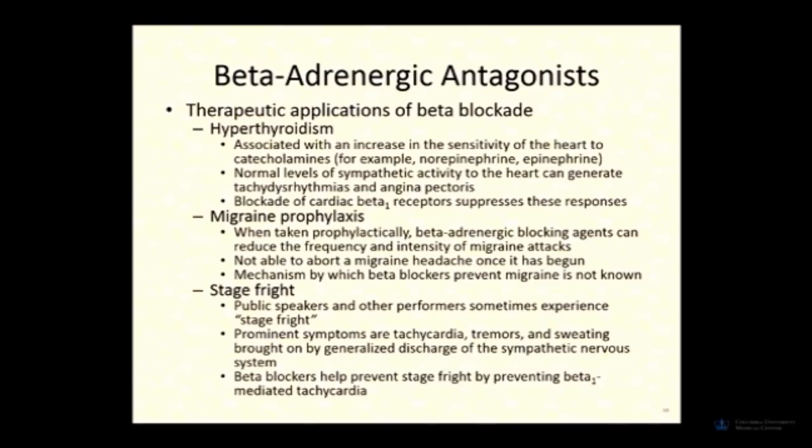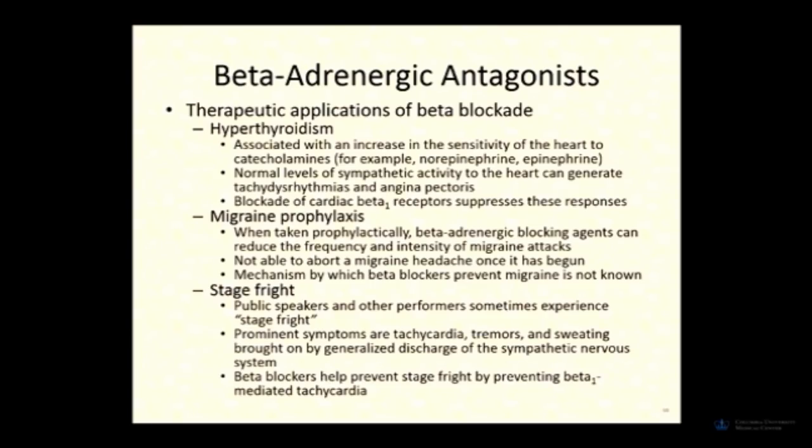We also use beta adrenergic antagonists in the treatment of hyperthyroidism. In hyperthyroidism, the heart is more sensitive to catecholamines. When you have elevated thyroid hormone levels, your heart is more sensitive to catecholamines. So beta blockers can help reduce that. And in hyperthyroidism, the normal levels of sympathetic activity to the heart can cause things like tachycardia, dysrhythmias, and angina. Okay? So the beta blockers can help reduce that.